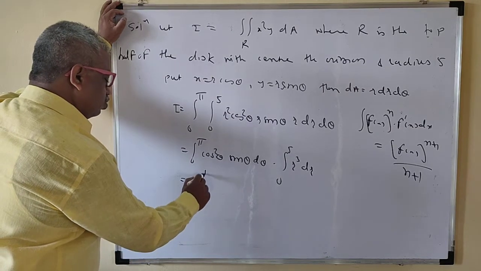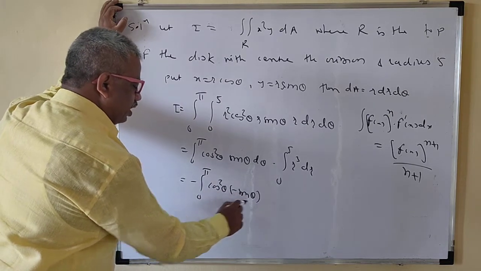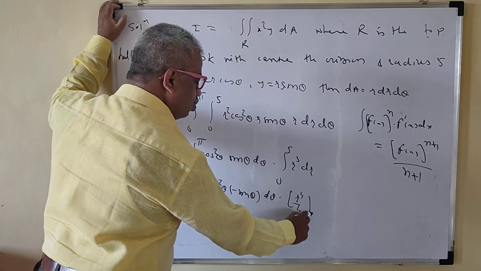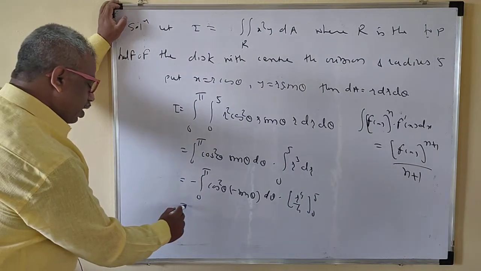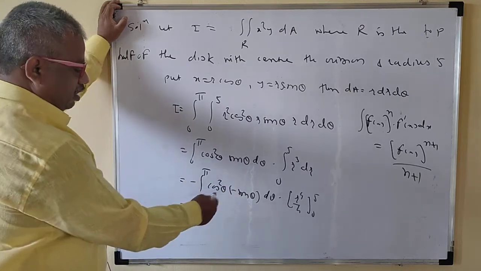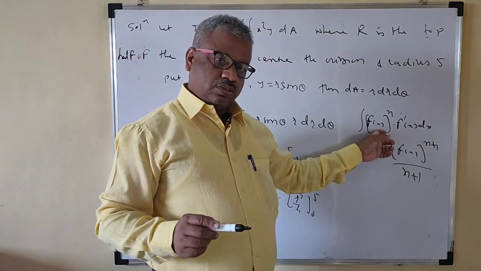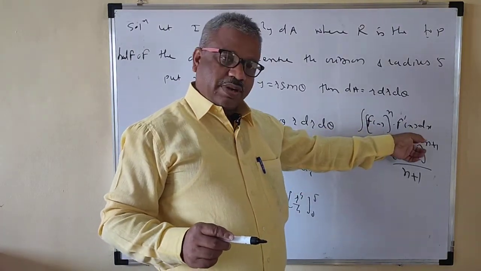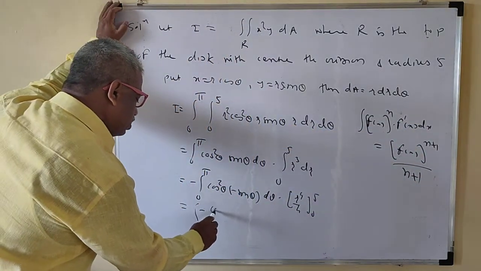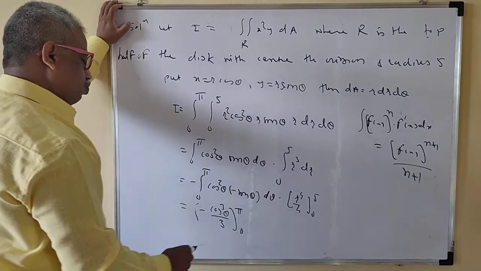This is minus the integral from 0 to pi of cos squared theta into minus sin theta d theta, into r to the power 4 upon 4 from 0 to 5. Now I can shift the minus inside, no problem. Here your f of x is cos, so cos to the power 2 and this is the derivative of it. So this is cos to the power 3 upon 3. That means this will be minus cos cubed theta upon 3 from 0 to pi.